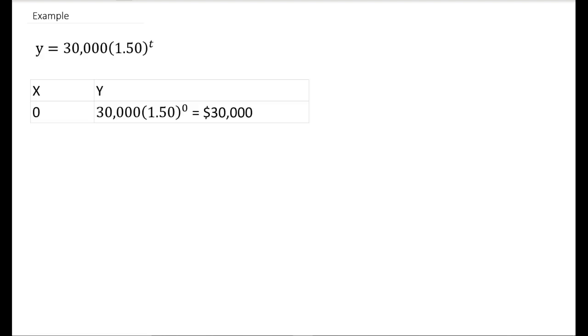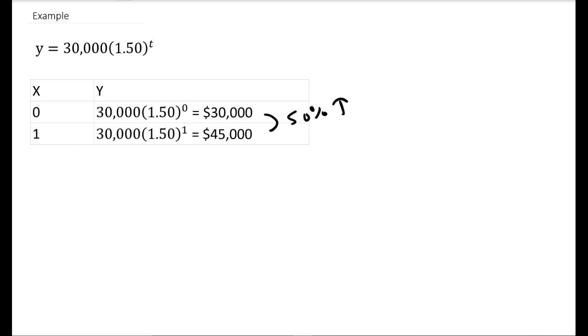Now we're going to take this model of the salary and the 50% increase, and show how it changes over time. Initially at time 0, we get $30,000 for that year. Then we get a raise after 1 year, a 50% raise. So a 50% increase will lead us to a salary of $45,000.